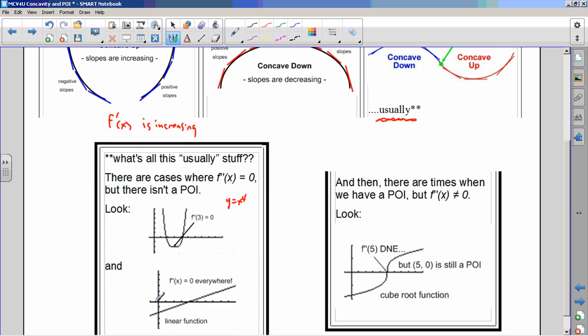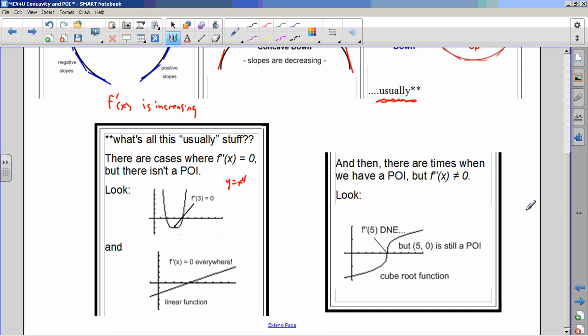However, there's another case. For instance, if you take the second derivative of a linear function, you take the derivative twice, when you're given a line to begin with, well, it's 0. That's 0 everywhere, but there's no point of inflection, right? So there are cases where the second derivative is 0 and we don't have a point of inflection. And to make things even more complicated, there are times when we have a point of inflection, but the second derivative isn't 0.